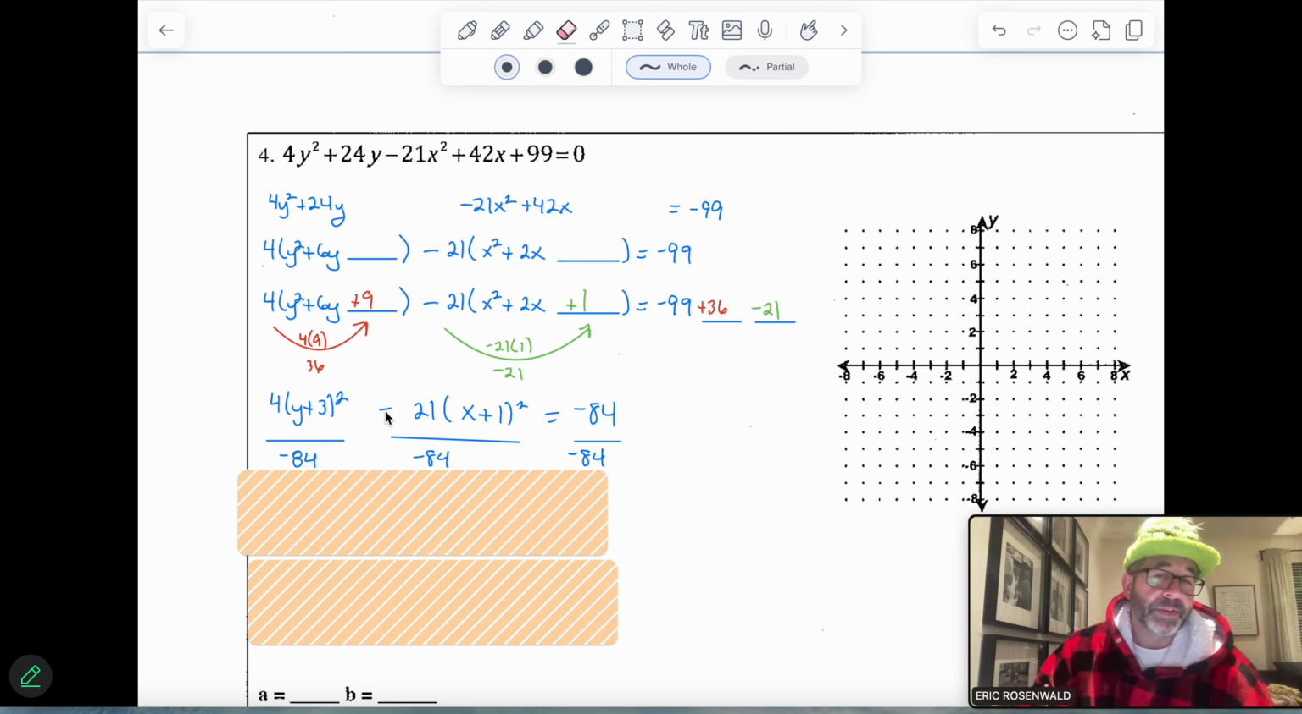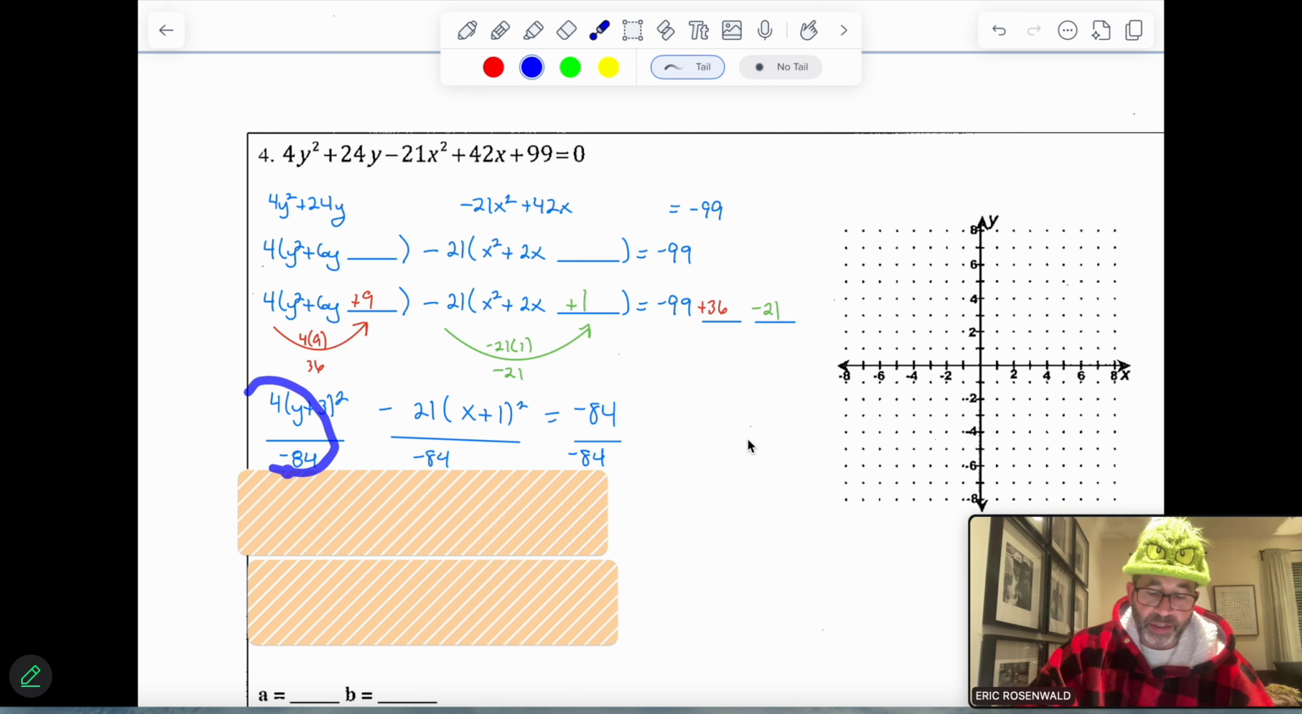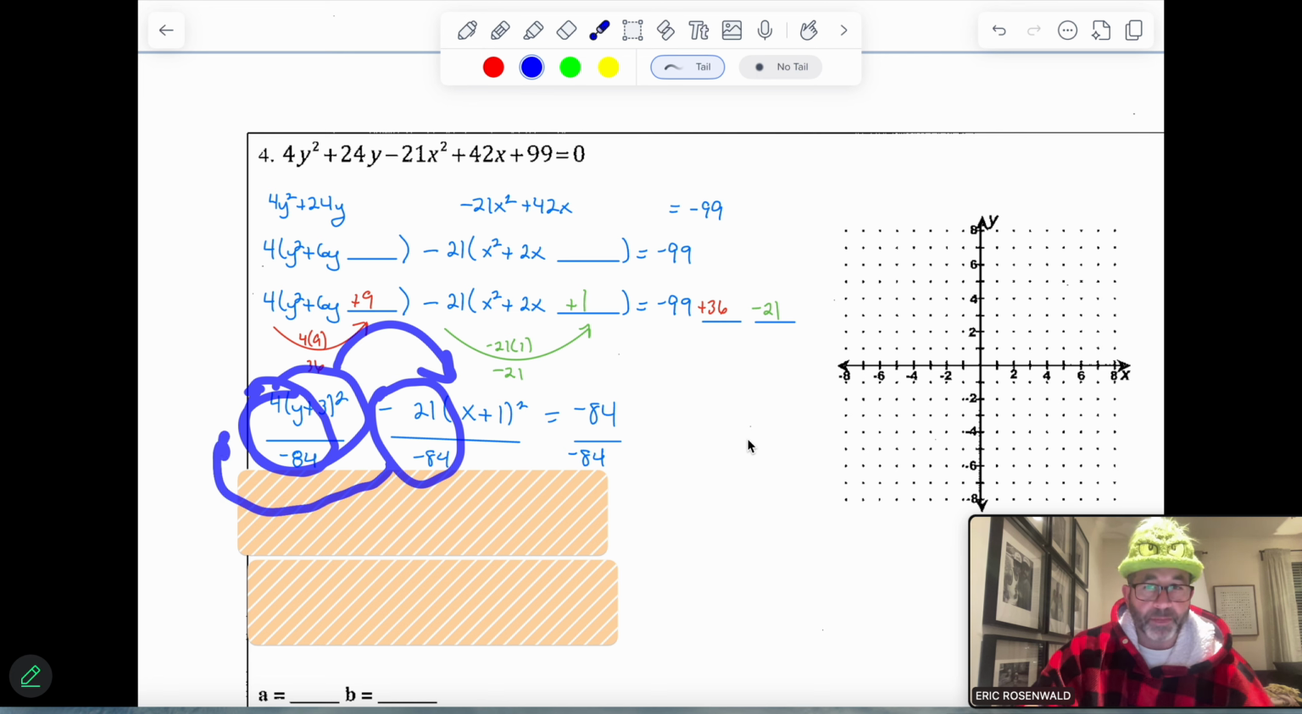Now we end up with a -84 on the right side. Doesn't matter. Just because we have a negative doesn't change the process. Because I have a negative on the right side, we're going to divide everything by -84. Because this is going to yield a negative, this whole thing should end up over on the right side, and because this portion will yield a positive, they should swap places and this should end up on the left side.